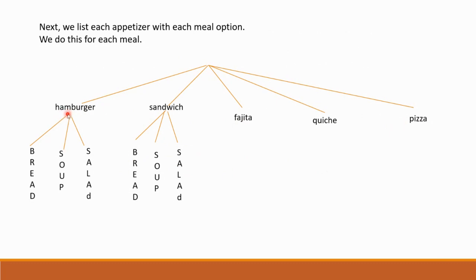For hamburger, we have those 3 branches for each appetizer possibility: breadsticks, soup, and salad. You would have the same thing for sandwich: breadsticks, soup, and salad. So again, we had that point up top. That is, the branches start out from there, 1 branch for each meal.